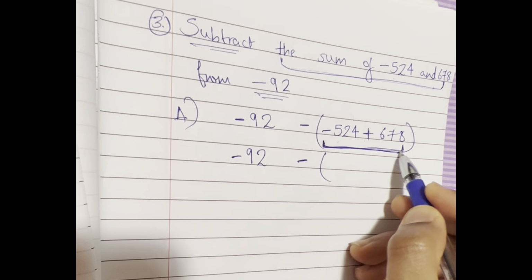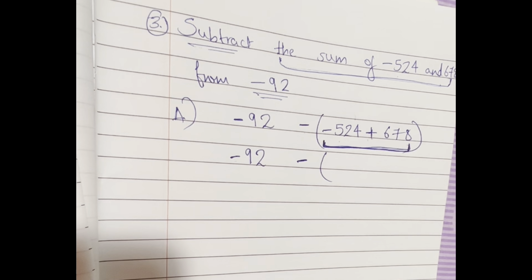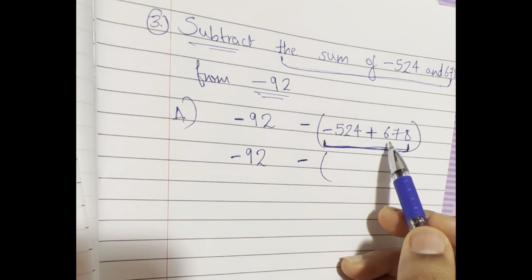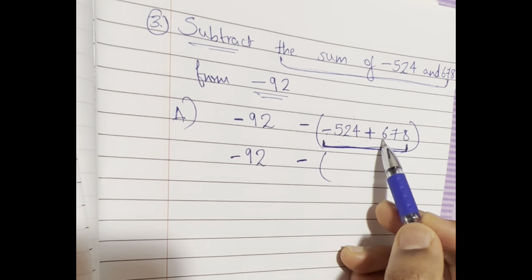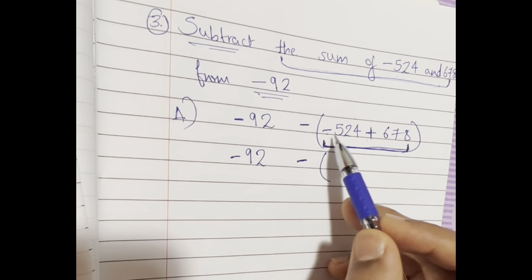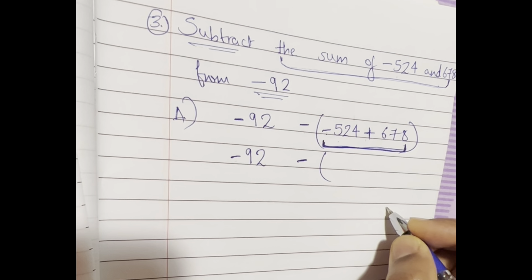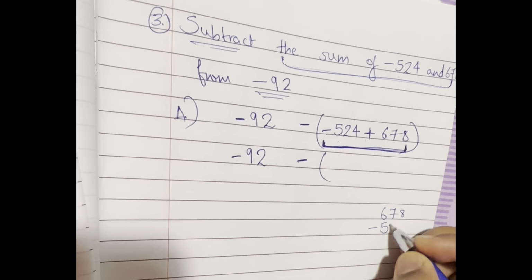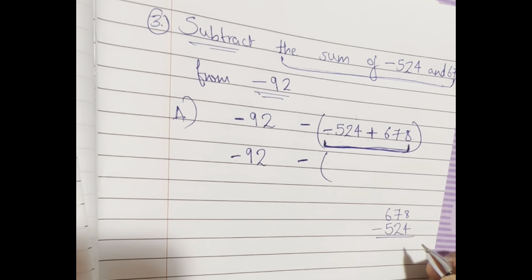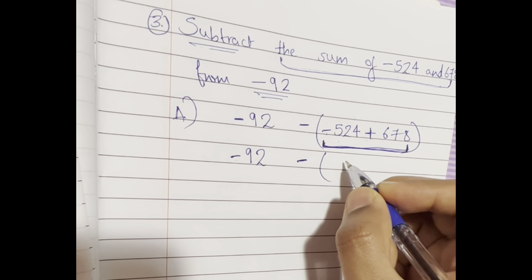So look into this term, you see minus 524 plus 678. How to simplify that? Remember addition of integers rule number 2. One is a negative integer, one is a positive integer. The sign of 678 is plus, the sign of 524 is minus. How did we do? Subtraction. Bigger number minus smaller number. 678 minus 524. What is the answer? 154. So we simplified this, 154.